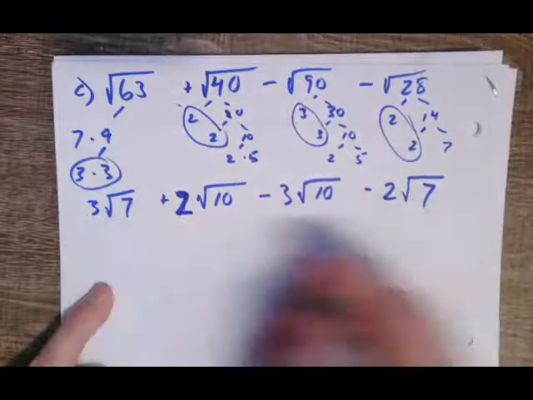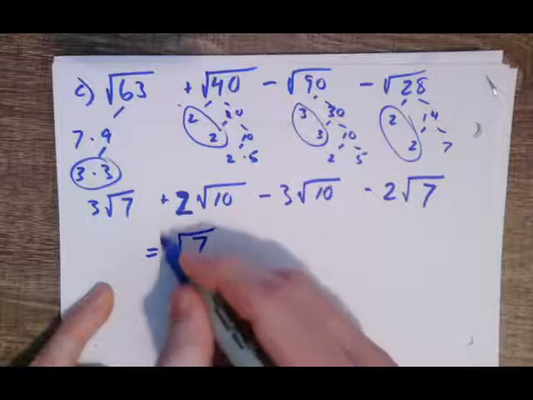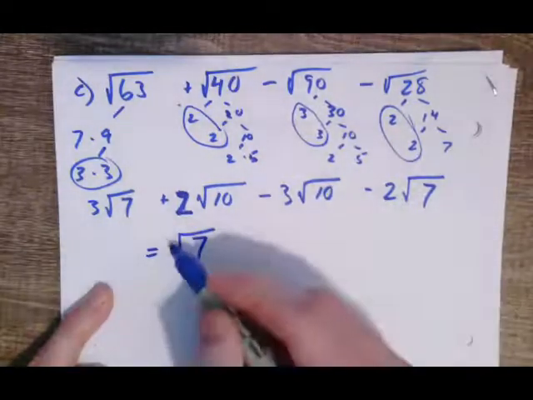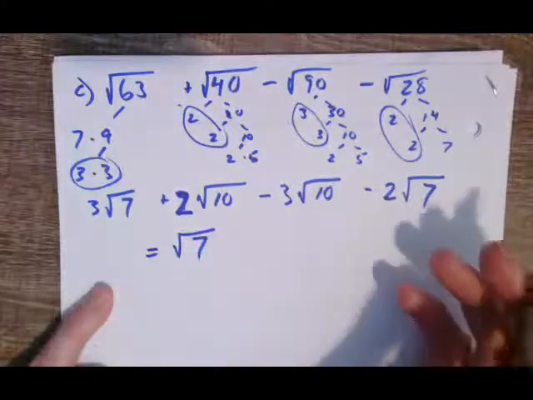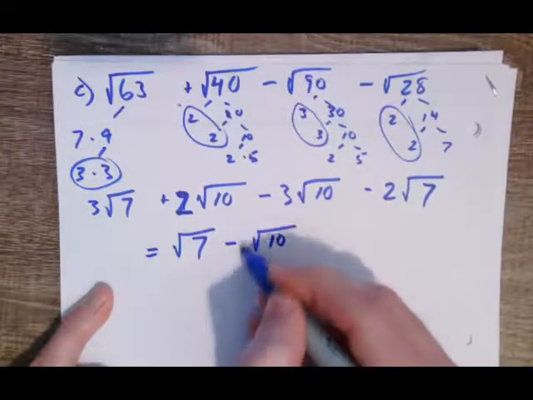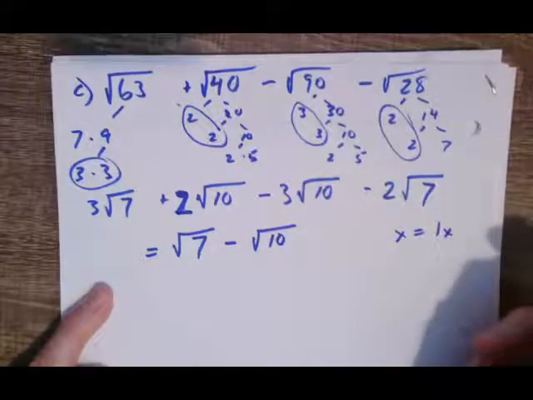3 root 7 minus 2 root 7 is root 7. You can put a 1 there. Definitely not 0. If it was 3 minus 3, that's a 0. That cancels. 1 root 7 is the same as root 7. 2 minus 3, negative 1, root 10. You don't need the 1, but you can. It's kind of like x equals 1x.